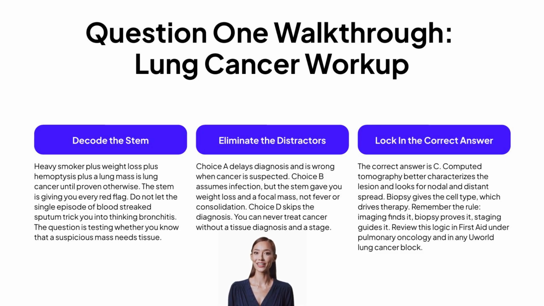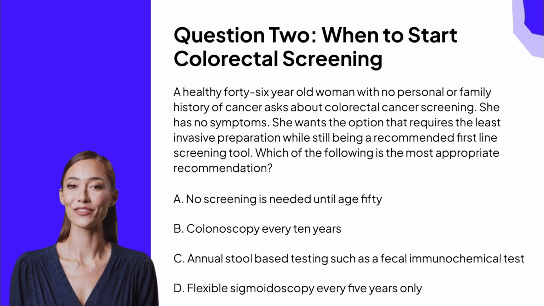The correct answer is C. Computed tomography characterizes the lesion and looks for spread, and biopsy gives the cell type. The rule to carry into every question: imaging finds it, biopsy proves it, staging guides it. For deeper review, flip to the pulmonary oncology section of your main review book and do a UWorld block on lung cancer. Second question, read carefully.